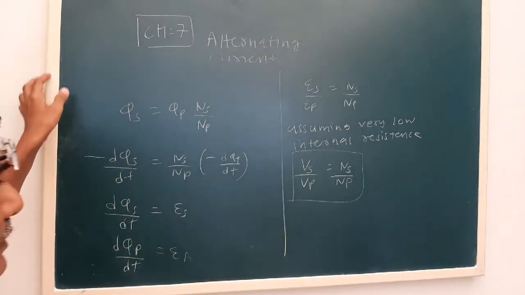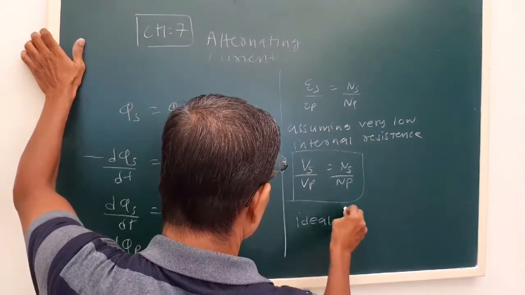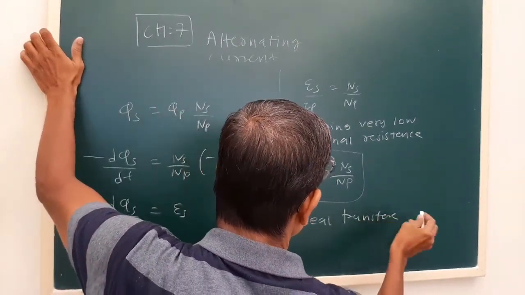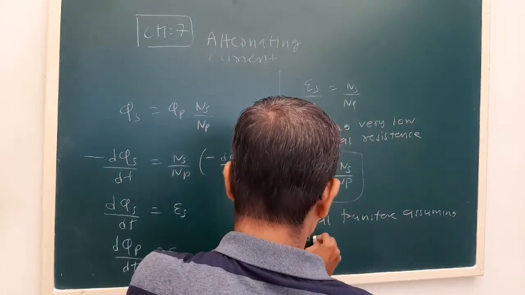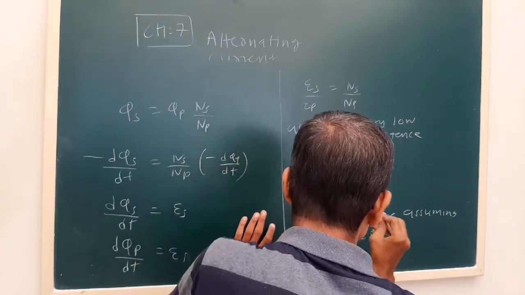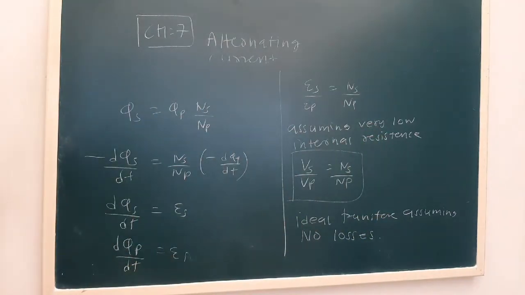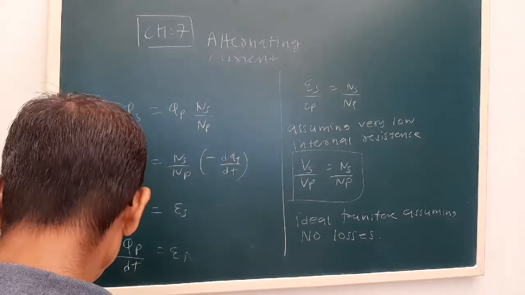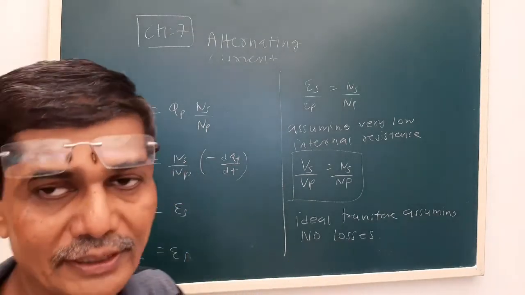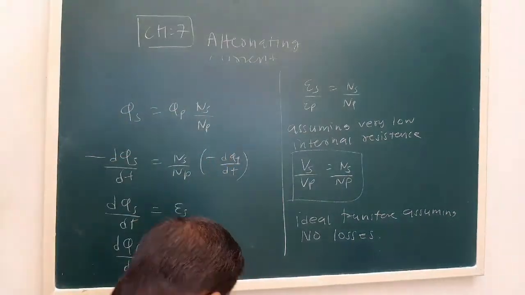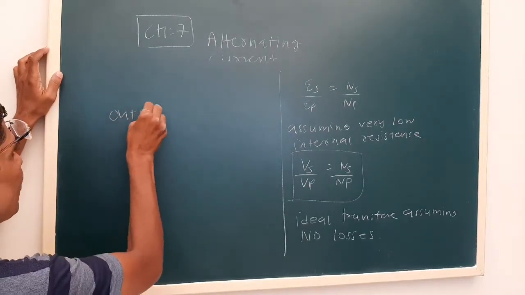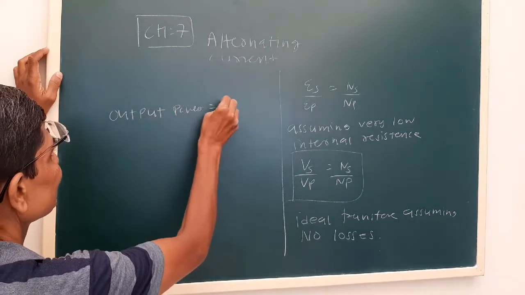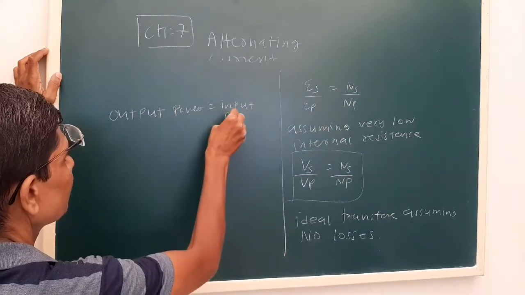Now see, ideal transformer, assuming no losses. Okay, in an ideal transformer, we assume no losses. We assume that whatever power comes to the input, the same will be transferred to the output. So we can say in an ideal transformer, output power is equal to input power.